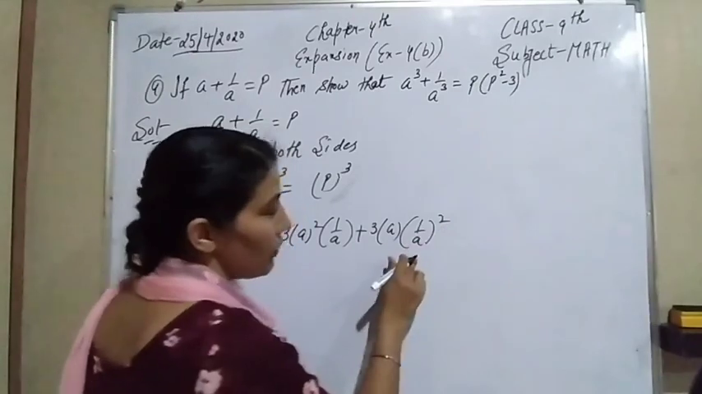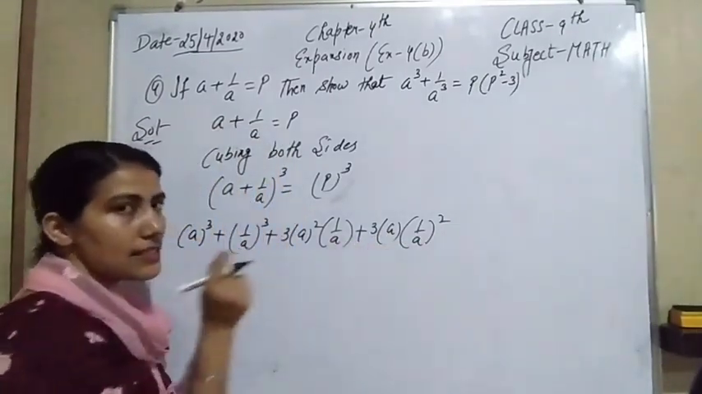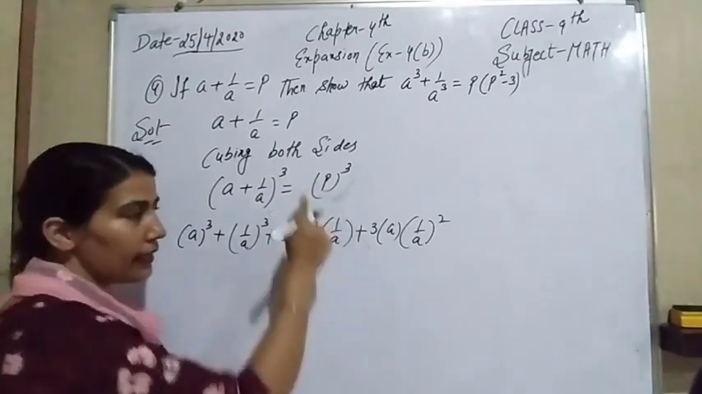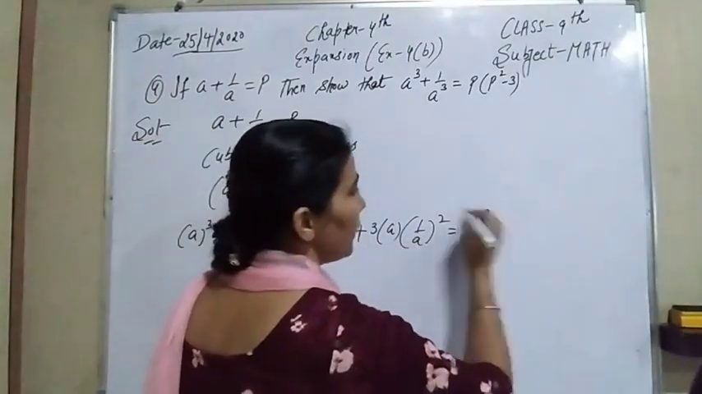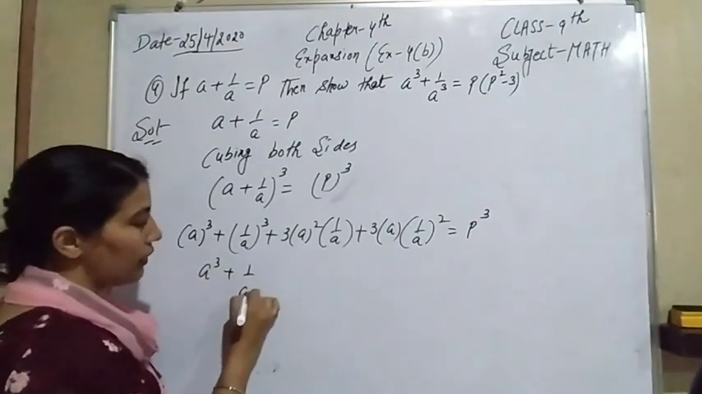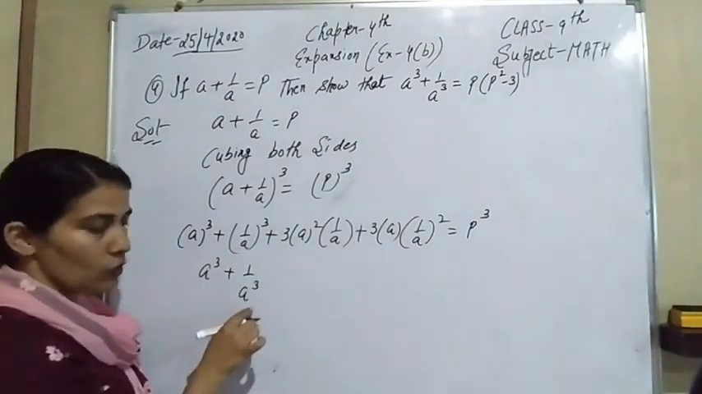The value of b is 1 over a and the value of a is a. I applied the identity of (a plus b) whole cube, and here it is equal to p cube. Now look at here. Here is a cube plus 1 over a cube. 1 cube is 1 and a cube is a cube.